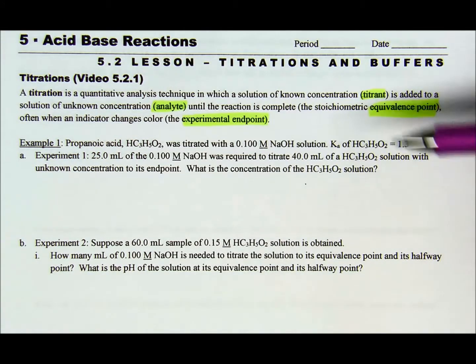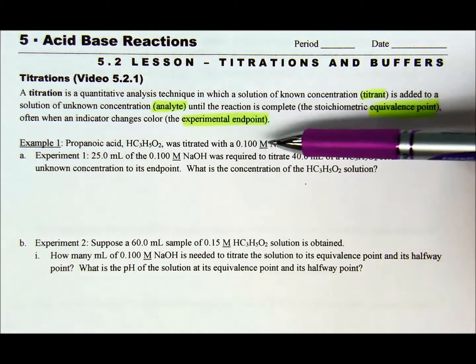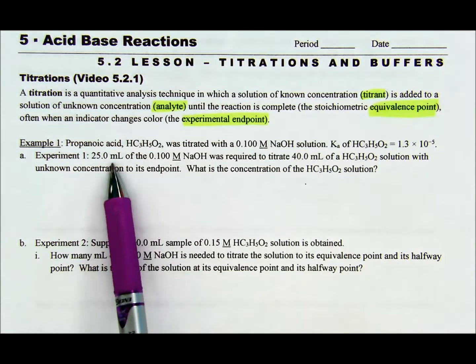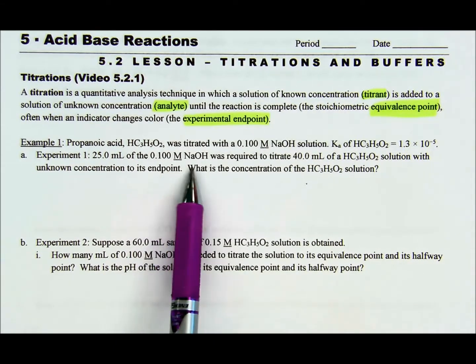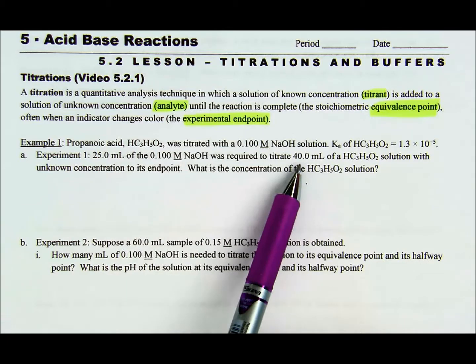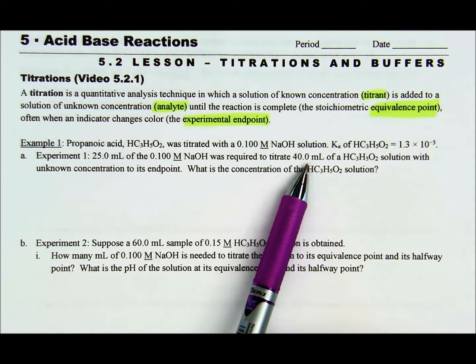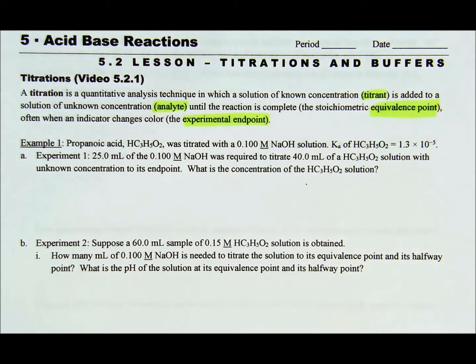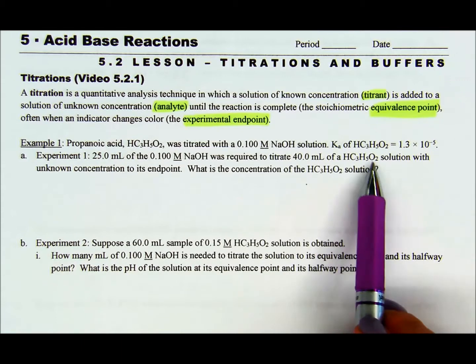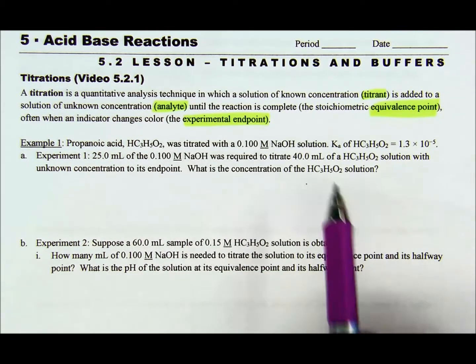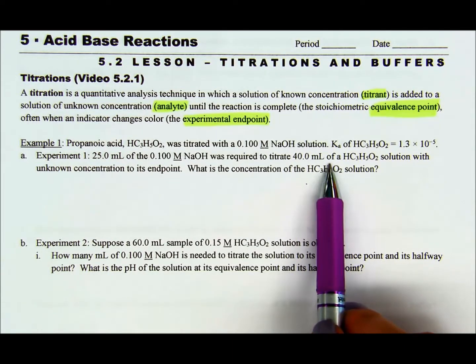Okay, so example 1. Propanoic acid was titrated with 0.1 molar sodium hydroxide solution. So in experiment 1, you've added 25 mL of 0.1 molar sodium hydroxide, and that was needed to get to the endpoint for your propanoic acid. So it was needed to titrate 40 mL of propanoic acid to its endpoint. What's the concentration of this original solution? So here you have the milliliters and you have molar for sodium hydroxide. Here you only have the volume, so we're going to go ahead and try to find the molarity.